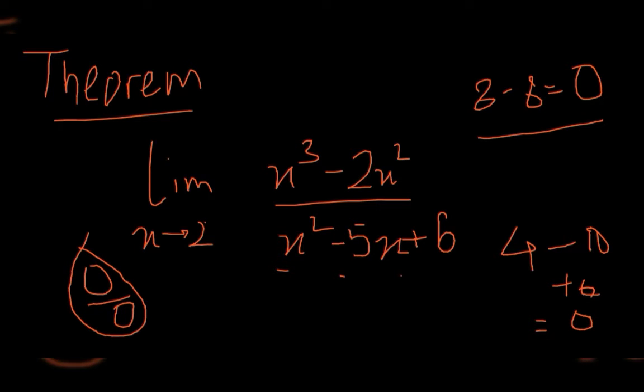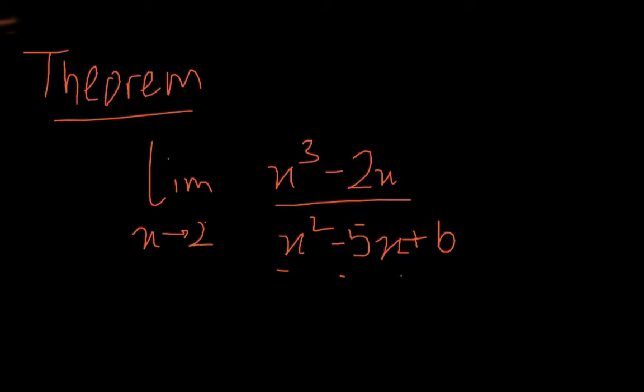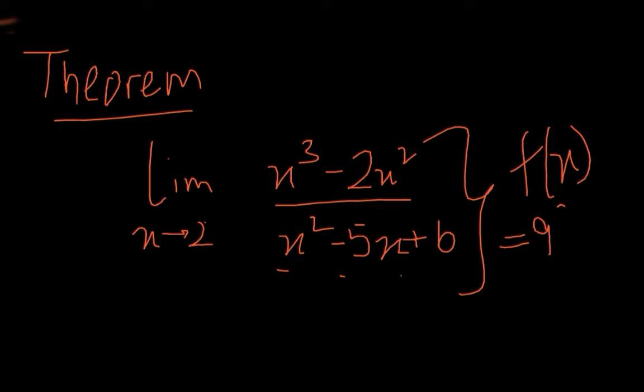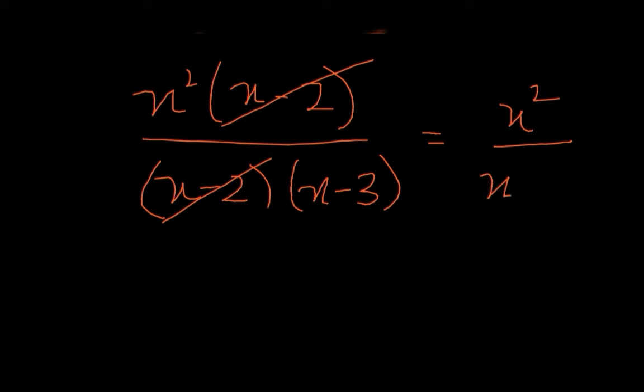So whenever such a polynomial function, this is nothing but some f of x that can be represented as g of x by h of x. How to solve such kind of things? First, you have to factorize it. If you factorize the above part, you will get x square into x minus 2, divided by x minus 2 into x minus 3. I'm not showing the factorization, you can understand on your own. So this and this get cut. So my new thing is x square by x minus 3.